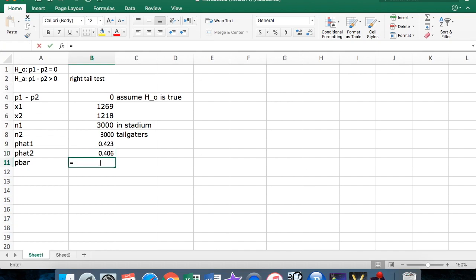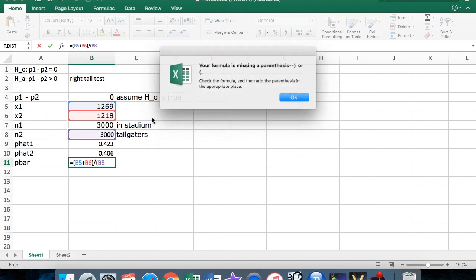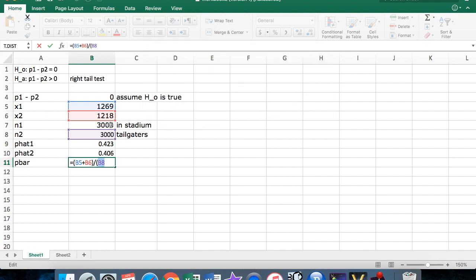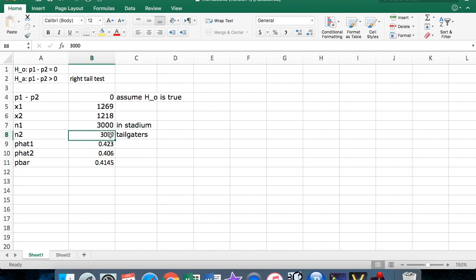So my p-bar is my x1 plus x2 divided by n1. I see it. Plus n2. All right, so this is my p-bar. So remember, it's a value between these two guys. So if you get a p-bar that is not between, or really, really close to, these two guys, your p-bar is not correct. So that's a good way to make sure that you're going along this the right way.